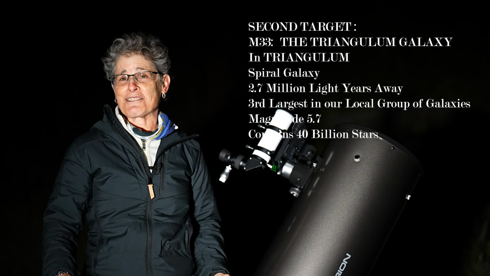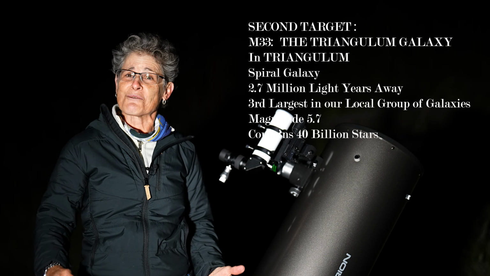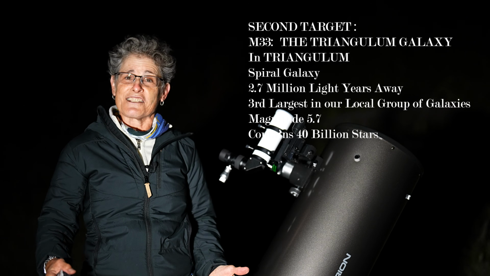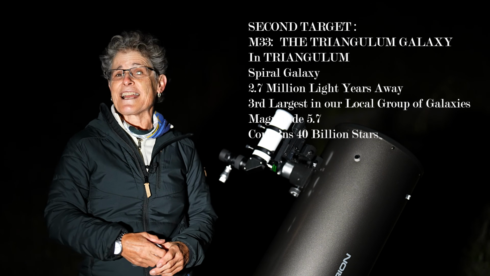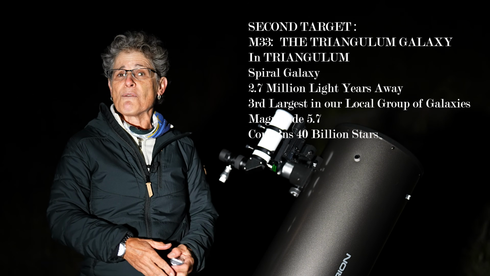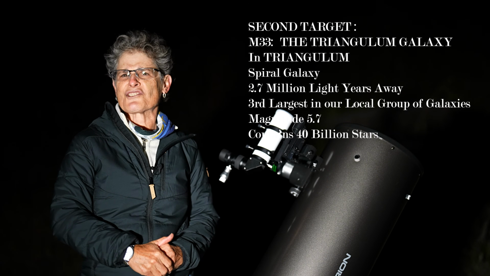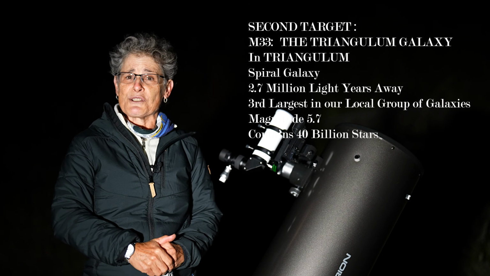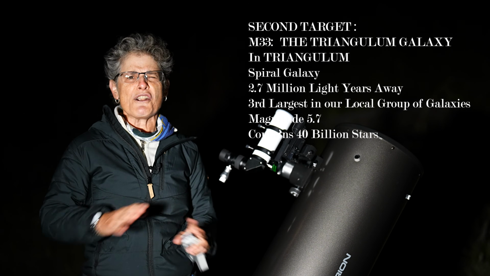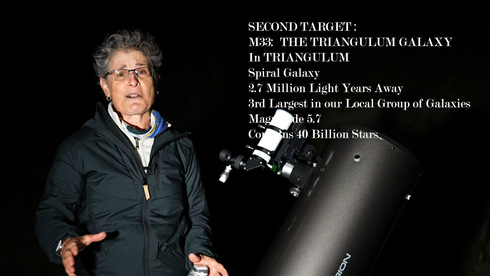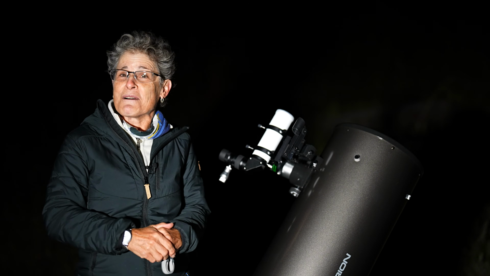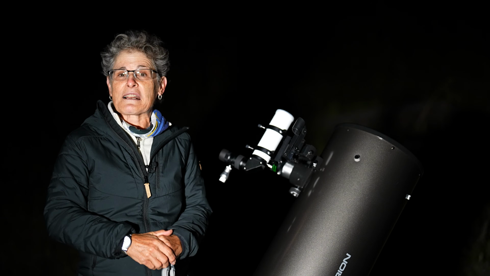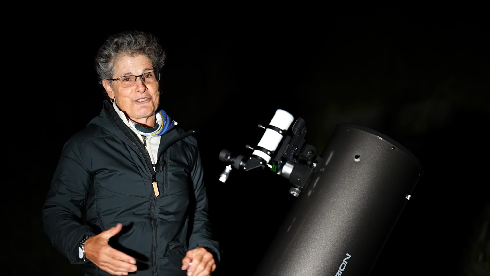M33 is a spiral galaxy, 2.7 million light years away, the third largest galaxy in our local group of galaxies behind the Milky Way and Andromeda Galaxy. It's magnitude 5.7 and contains 40 billion stars. You can see M33 with your naked eye under very dark skies with good transparency. I saw it in January of this year with my naked eye from a Bortle 1 at Big Bend National Park. But here, I'll need my telescope.